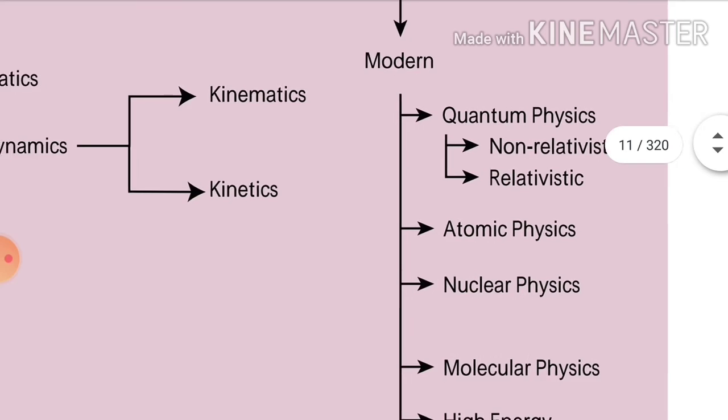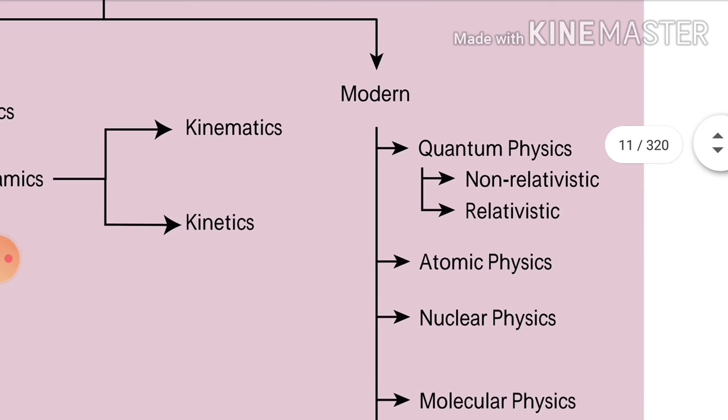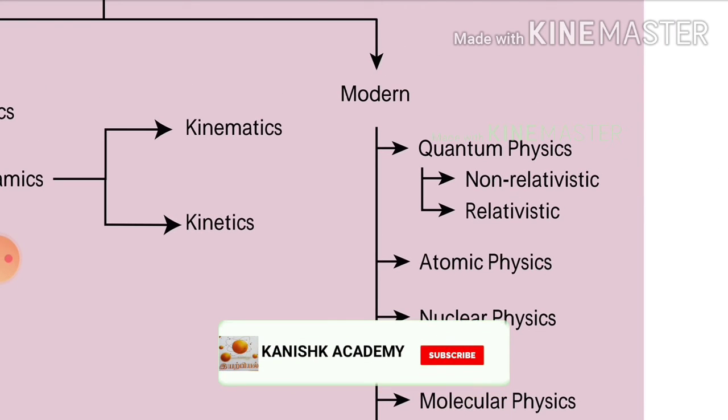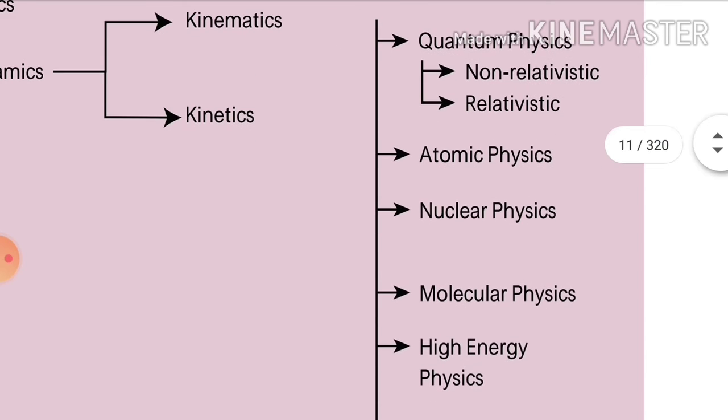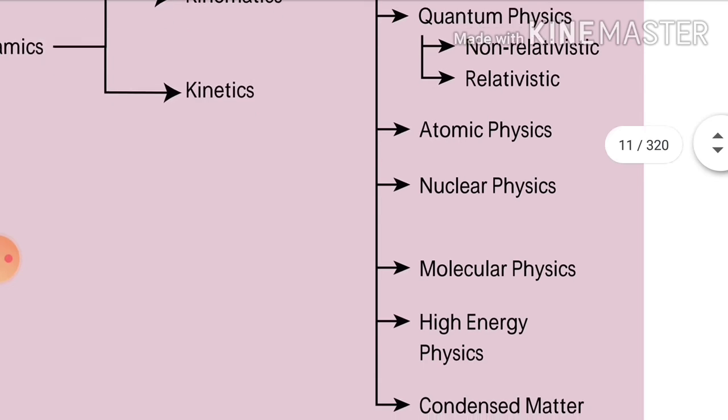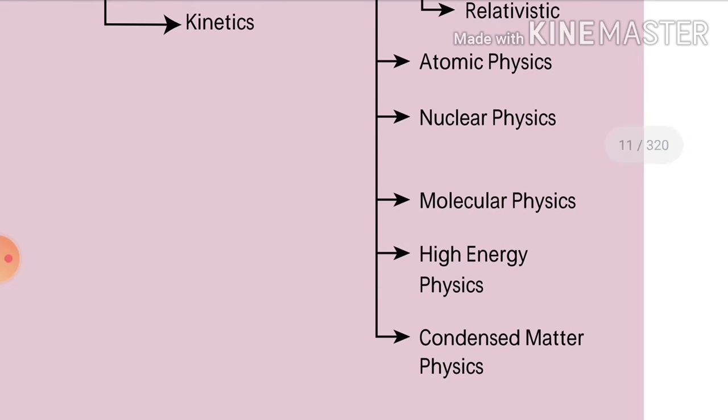Then the branches of modern physics are quantum physics, which is classified into non-relativistic and relativistic, and other branches are atomic physics, nuclear physics, molecular physics, high energy physics, condensed matter physics. These we will see in upcoming lessons.